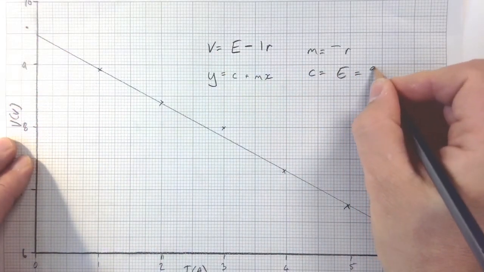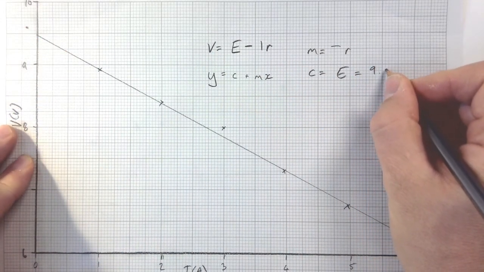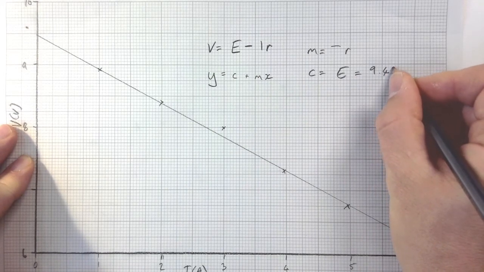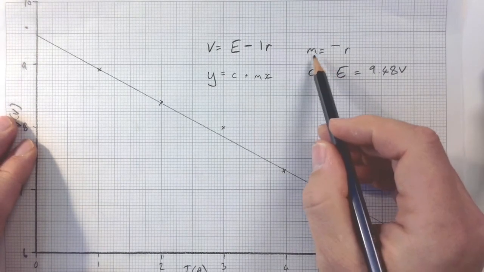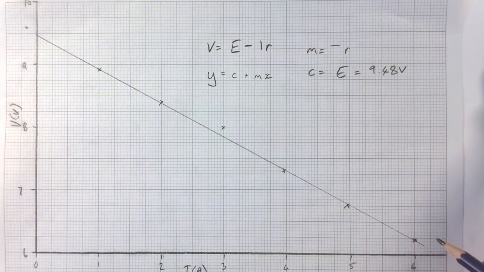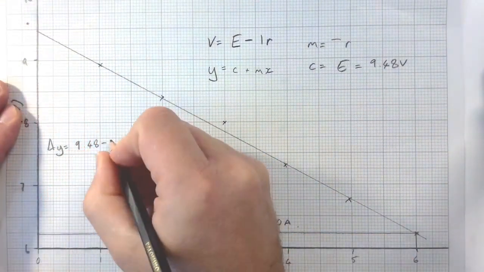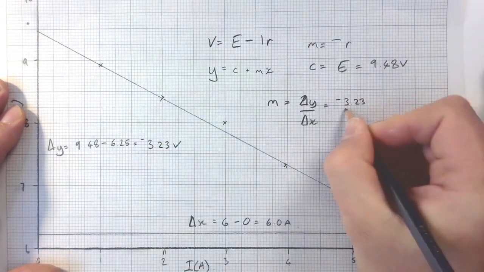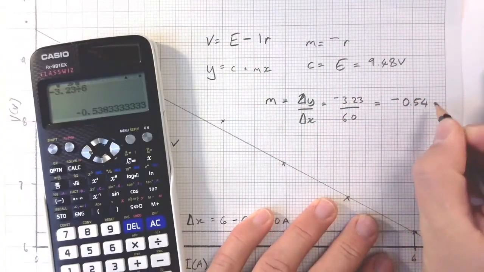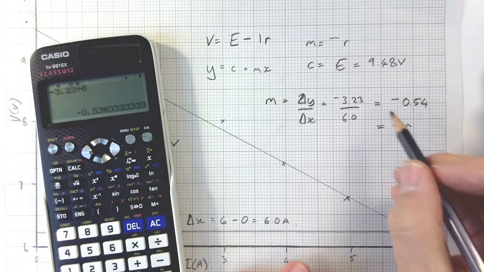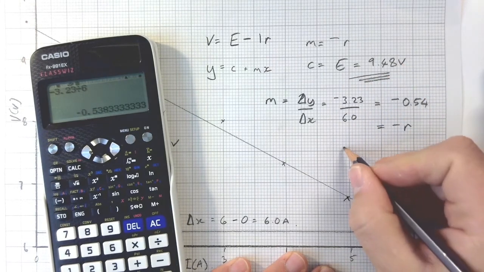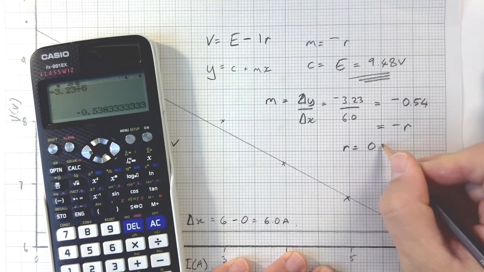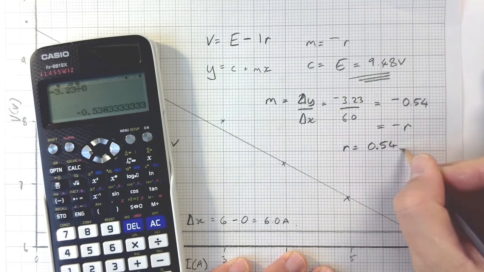So it's 9.448. And our internal resistance we need to calculate a gradient for, so let's do that quickly. So we can conclude that our electromotive force is 9.48 volts and our internal resistance is 0.54 ohms.